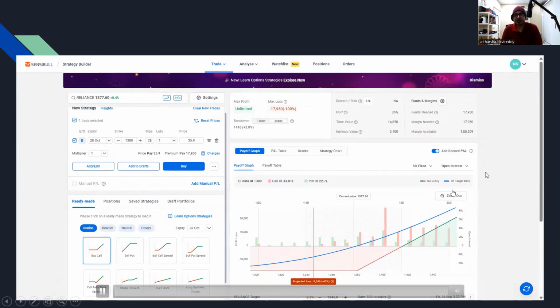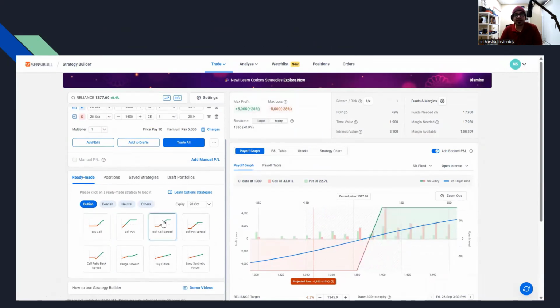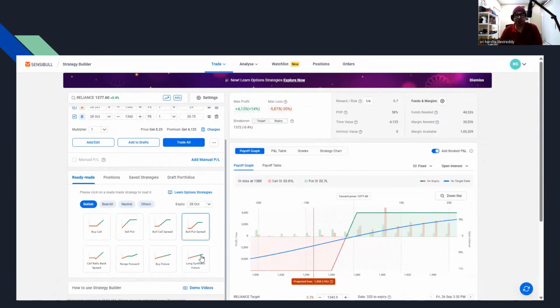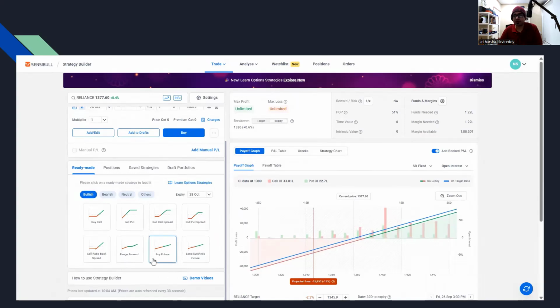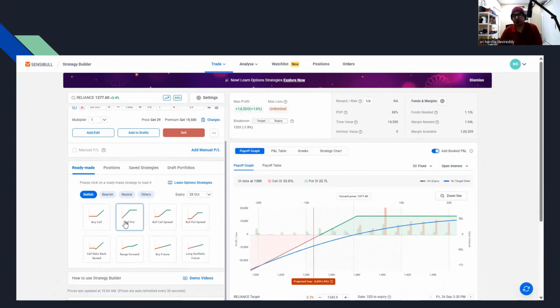See, now just use Sensibull. You go a little down, then all the strategies are already there. So you can just select and it will directly create a bull call spread, bull put spread, synthetic future, whatever you want. Most of the named strategies are directly included here.